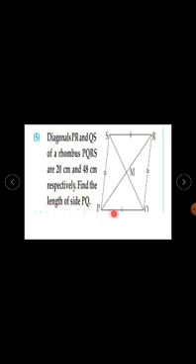This is your rhombus. PQRS is a rhombus and diagonals PR and QS of the rhombus are 20 cm and 48 cm. These are diagonals. SQ and PR are diagonals. We have to find the length of side PQ.